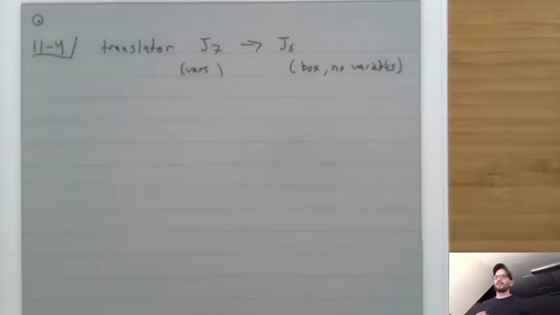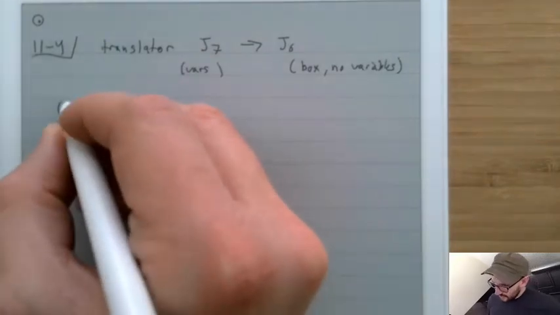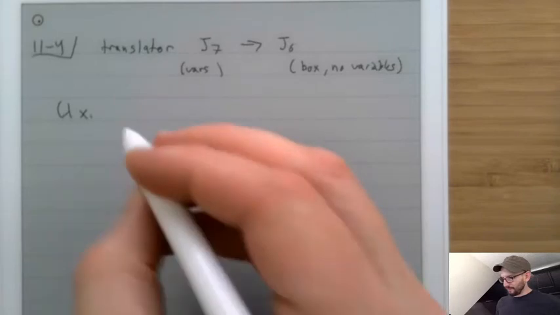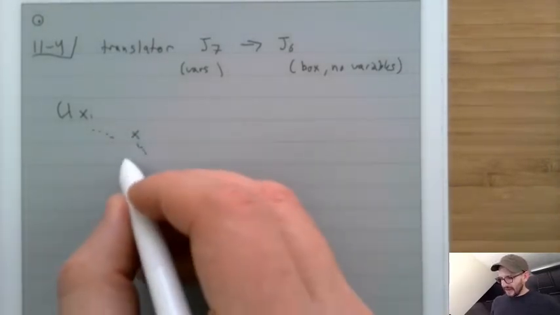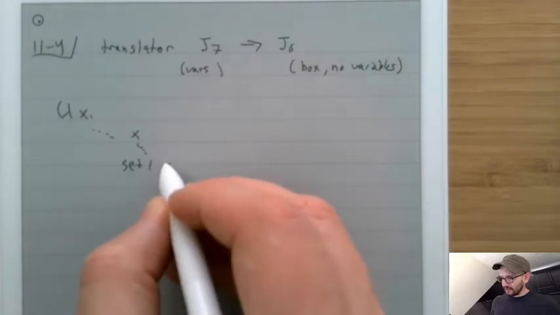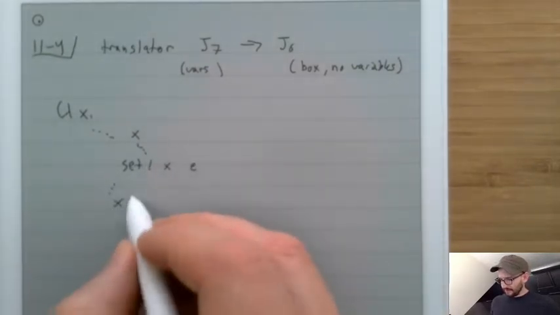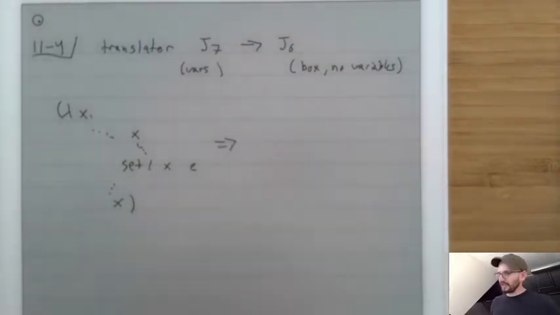Right? Now how does that work? The idea is that inside of your code, there's going to be a lambda x somewhere, something that establishes a variable. And then in there, there's going to be some references to x. And then there might be a set that goes to x. And then there might be some more. Okay? And what the translator is going to do is it's going to turn this into the following.